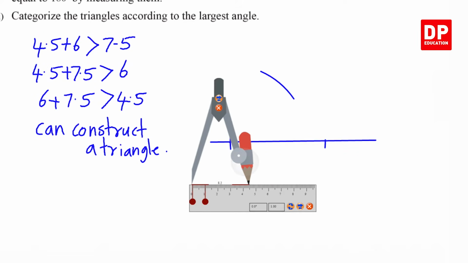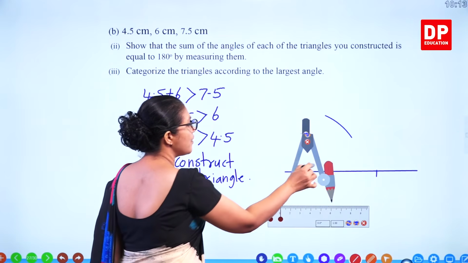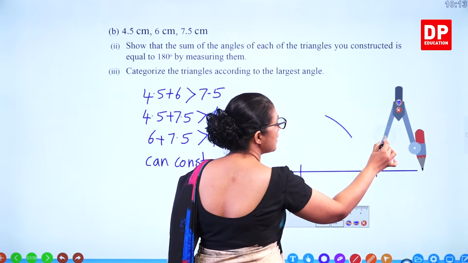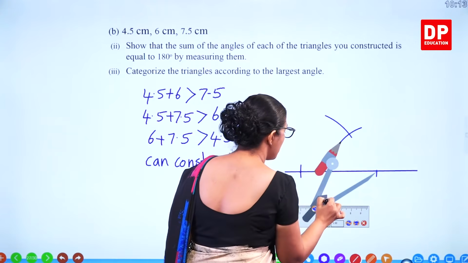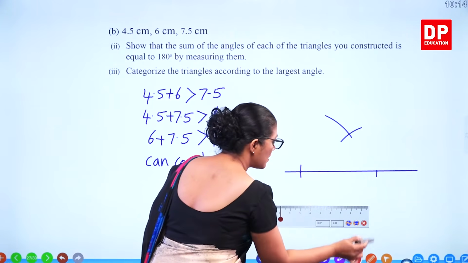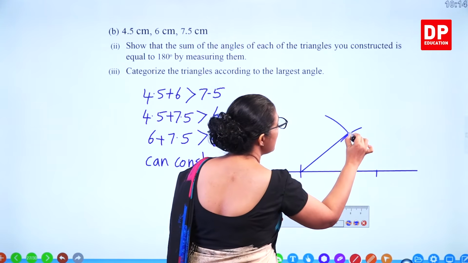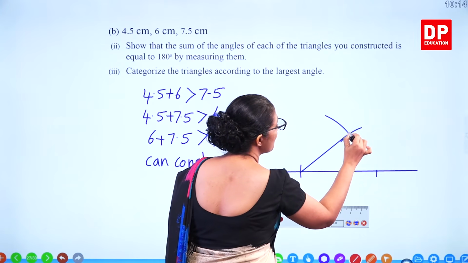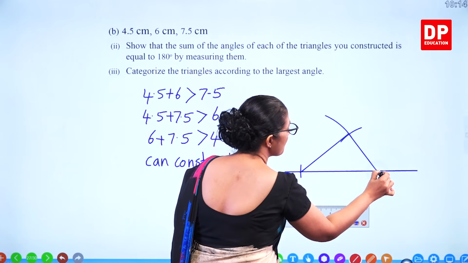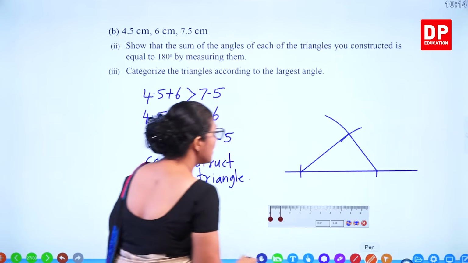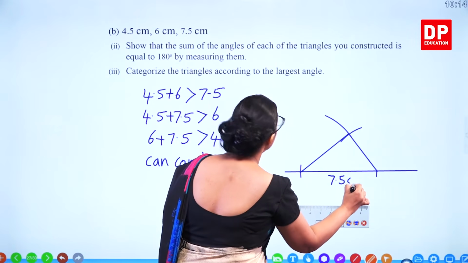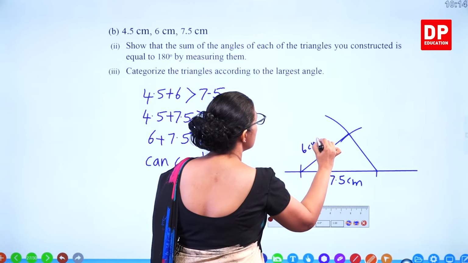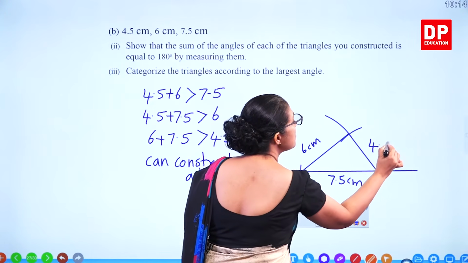So here, you can draw the other arc there. So this one. Now we have 3 points. Connect the 3 points and make the triangle. And we can mark this is 7.5, this is 6, and this is 4.5 centimeters.